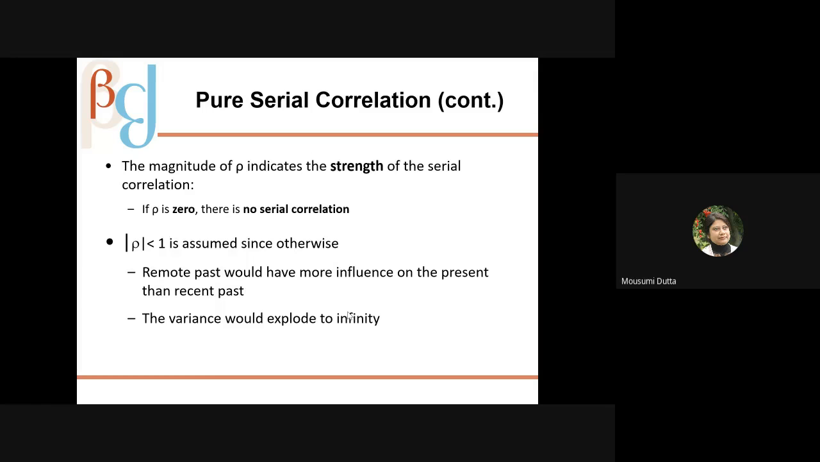Okay. Another problem: if mod of rho is not less than 1, the variance would explode to infinity. If mod rho is greater than 1, variance would explode to infinity. This point I'll explain later when I talk about what the variance will be, etc. So I'm keeping this point in this slide, and I'll explain it later.